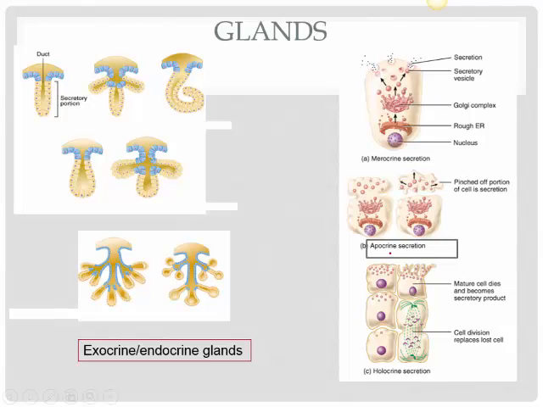The second type is called apocrine, apo for apical. You still have these vesicles formed, but then the apical part gets pinched off during the cell secretion. The apical part gets pinched off, and then the cell membrane comes back together, and the cell continues its job.